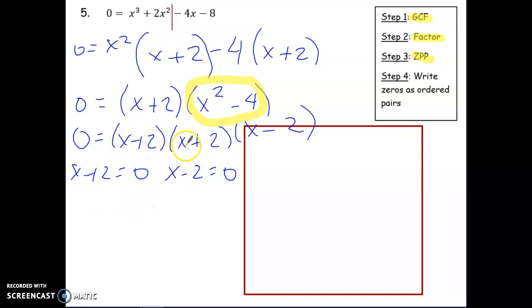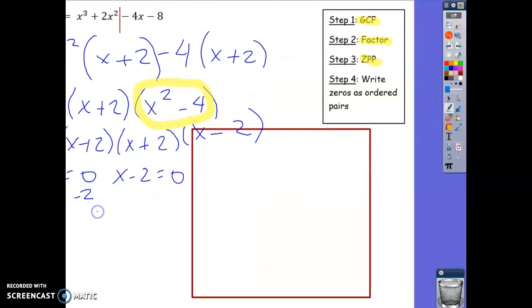Sometimes these will work out to be the same like this one, sometimes not. This one could easily have been x plus 3 and then x plus 2 and x minus 2. And if that were true, then I would have to have 3 things equal to 0 right here. But in this case, because those are the same, I only have to write it one time. All right, so let's solve. The directions said solve. That means I need to get x by itself.